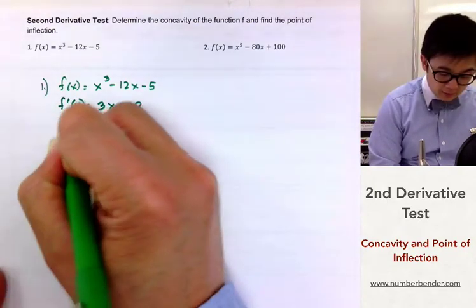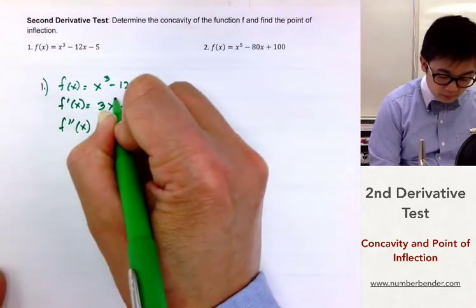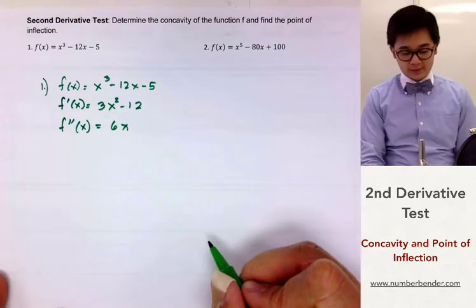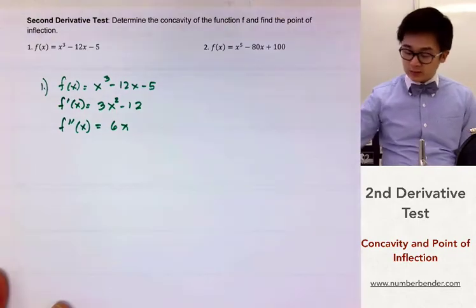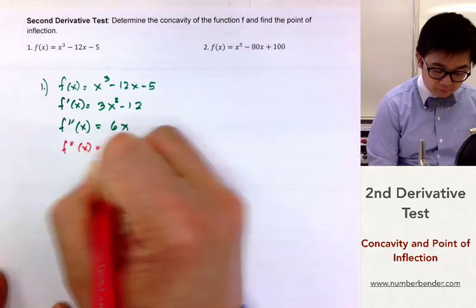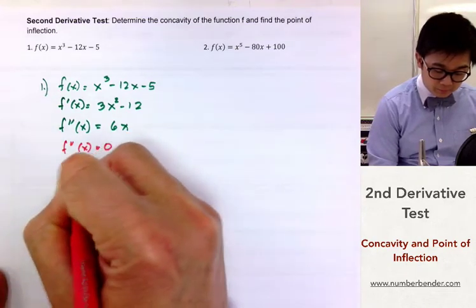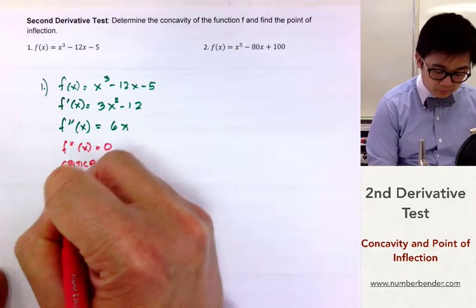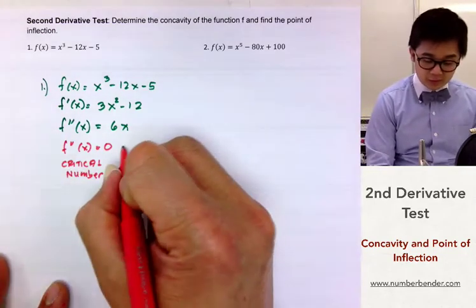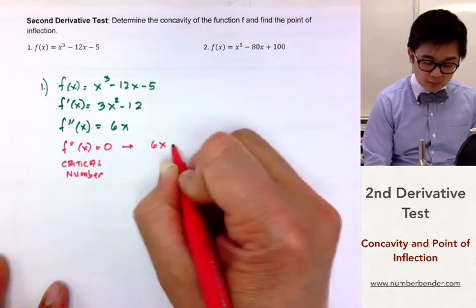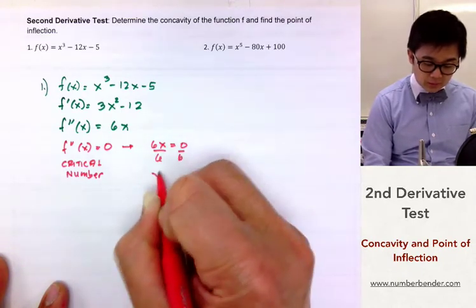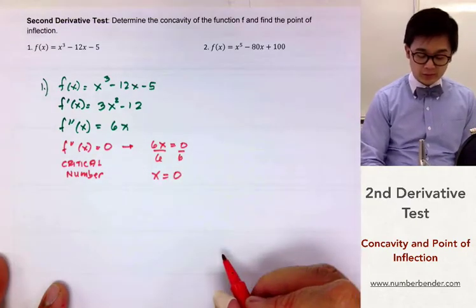simply be f double prime of x equal to 6x. So since we're using the second derivative test, we're going to get our critical number from the second derivative. So we simply equate 6x to 0. So x is equal to 0.